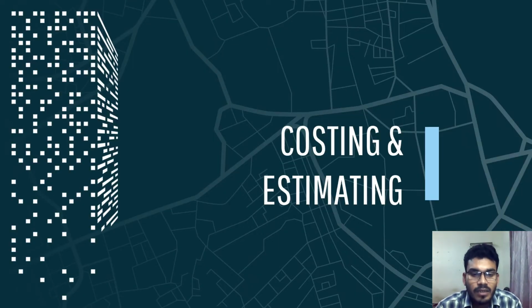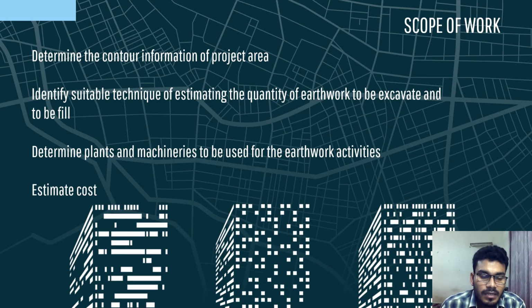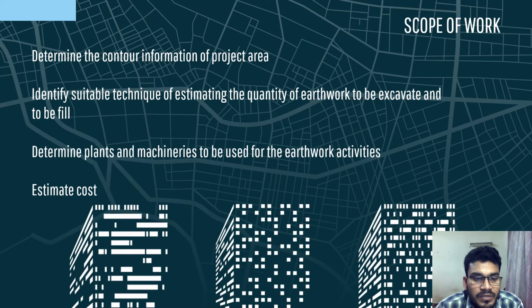The next one is costing and estimating. In this part, the scope of work is to determine the contour information of the project area, and identify a suitable technique of estimating the quantity of earthwork to be excavated and filled. Third, determine plans and machinery to be used for the earthwork activities. And last, estimate the cost.